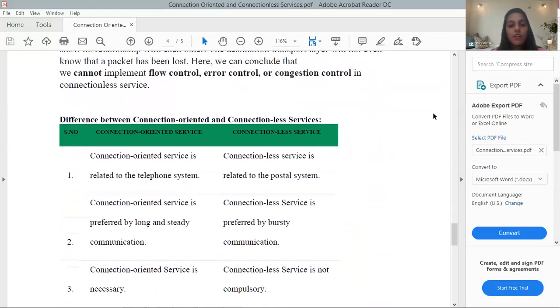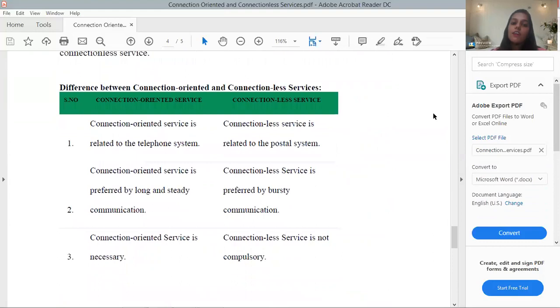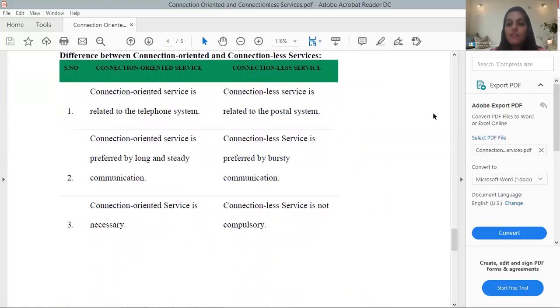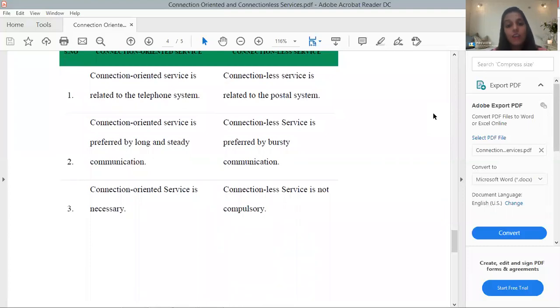So the difference between connection-oriented and connection-less services is that connection-oriented is related to the telephone system, and connection-less is related to the postal system, where we only need the destination's address and the sender's address. Okay. Connection oriented services are preferred for long and steady communication because this is reliable, and connectionless services are preferred for bursty communication, where there is no need of reliability and surety about the data packets. Connection oriented service is necessary, connectionless service is not compulsory.